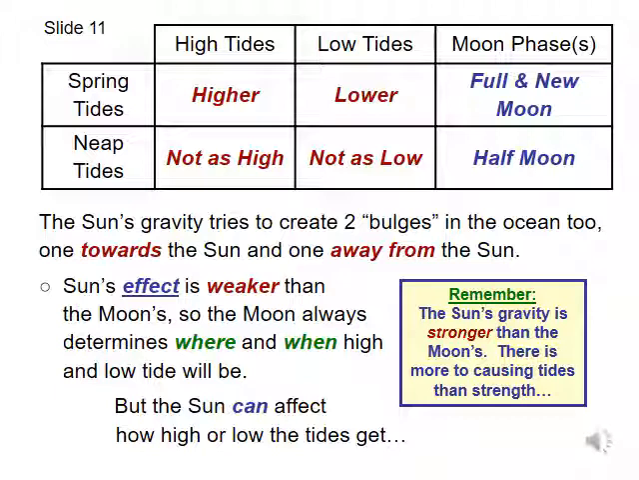Spring and neap tides result from the sun helping the moon create the tides or working against it. Like the moon, the sun tries to create two tidal bulges, one towards the sun and one away from the sun. However, the sun's effect on the tides is smaller than the moon's effect, about 1/2, so the moon always wins the fight with the sun to determine where the two tidal bulges will be. In other words, the moon determines where the high tides and low tides will be. The sun, however, influences how high the high tides are and how low the low tides are.